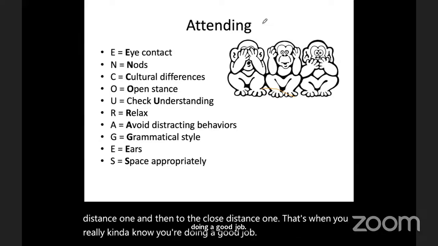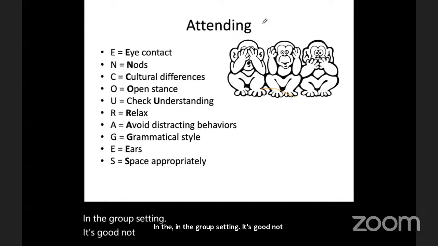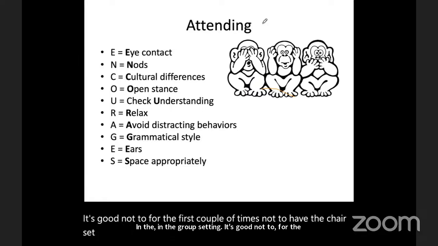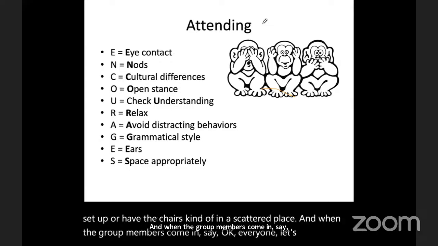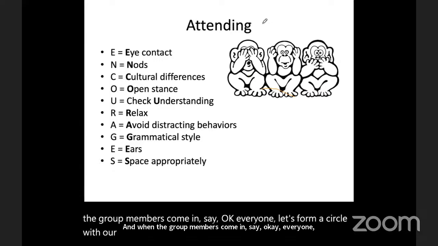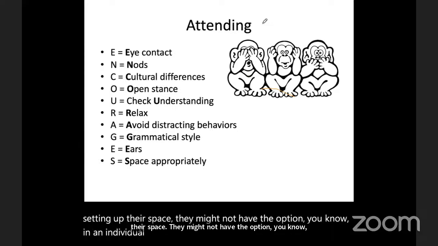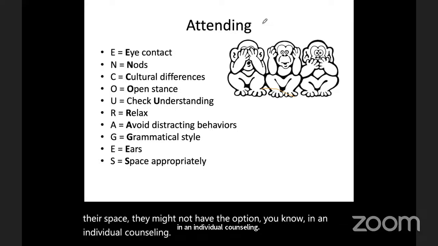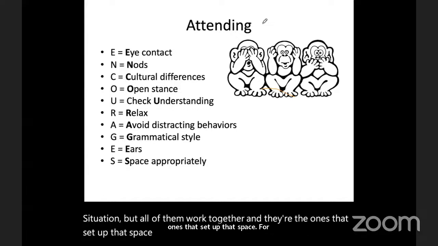In the group setting, it's good, for the first couple of times, not to have the chairs set up, or to have the chairs in a scattered place. And when the group members come in, say, okay, everyone, let's form a circle with our chairs, okay? Having them do that is setting up their space. They may not have the option in an individual counseling situation, but here they all work together and they're the ones that set up that space for the group setting, okay?